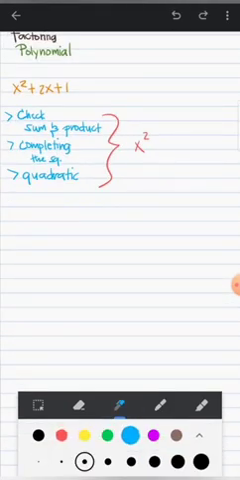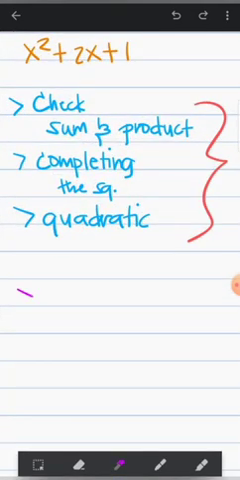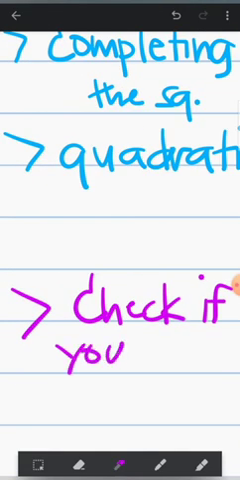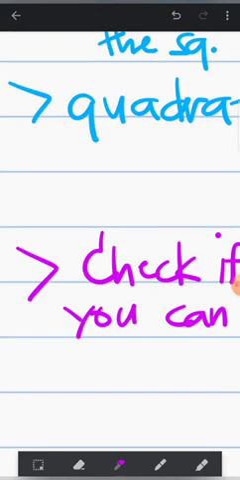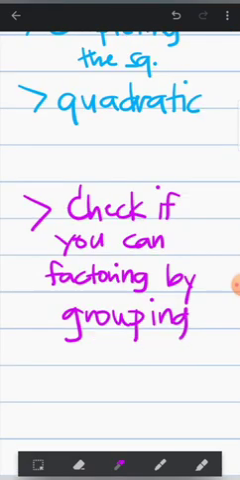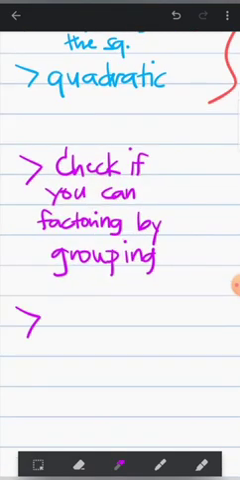And then for cubic, what you need to do first is check if you can do factoring by grouping. So if you cannot do factoring by grouping, you'll have the second option, which is synthetic division.